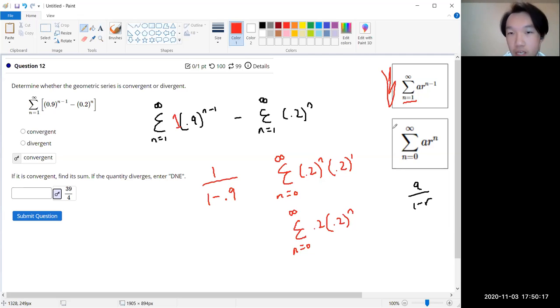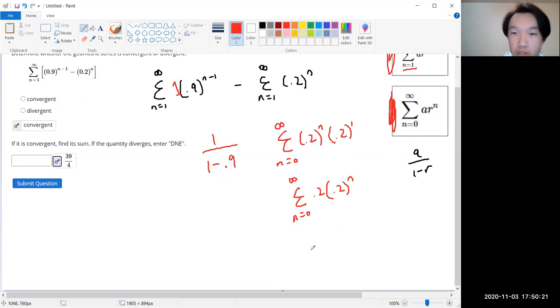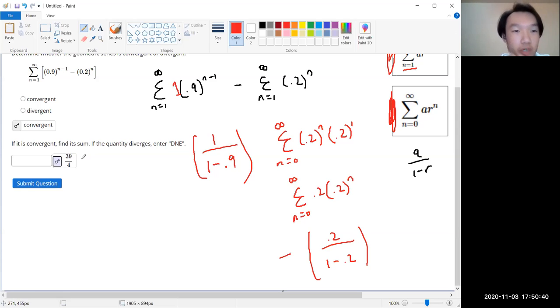So now you can see that it's actually in this form, which means you can now write what the sum would be, which is a over 1 minus r, where r is the common ratio. Okay, so your final answer would be this sum and this sum. Well, these are subtracting, so this sum minus this sum. Okay, and that should give you 39 over 4.